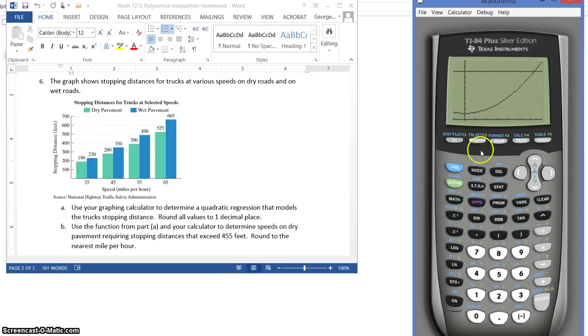Now I can see where they cross, so I can find that on my calculator. Calculate the intersect. First curve, yes. Second curve, yes, yes, yes. So it's about 64 miles an hour. And we want to exceed 455 feet, which means we want to be above that. So our answer would be X is any speed greater than 64 miles an hour.